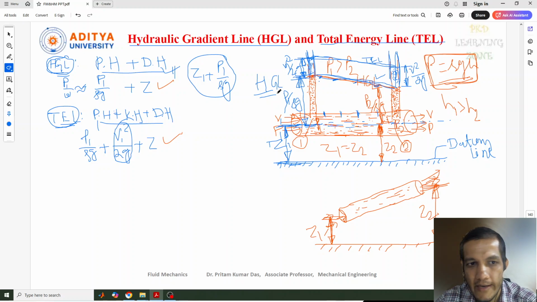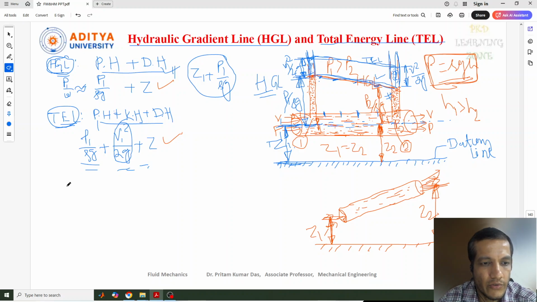This is your kinetic head. Now, datum head, pressure head, and kinetic head. Similarly, datum head, pressure head, and kinetic head. So this is about the total energy line. These things we have already discussed regarding Bernoulli's equation.